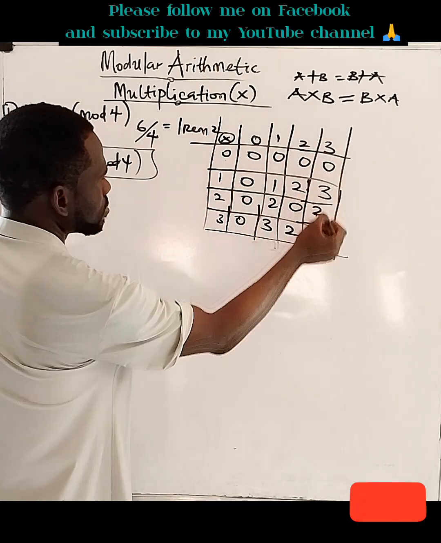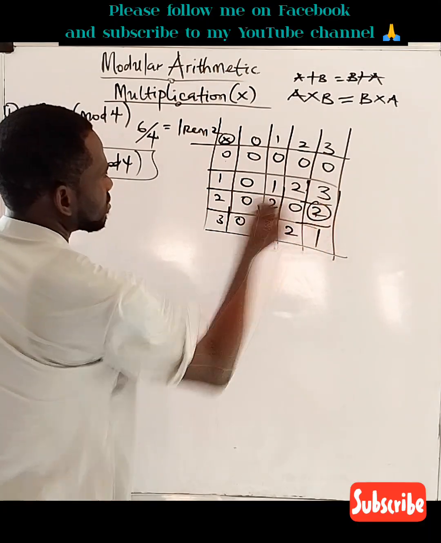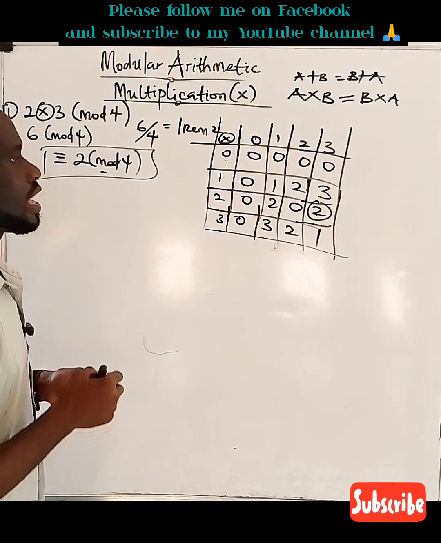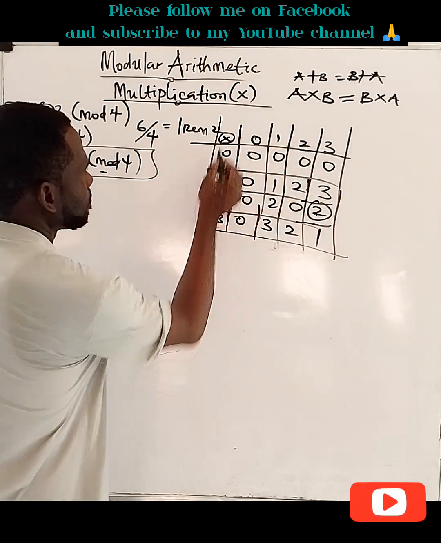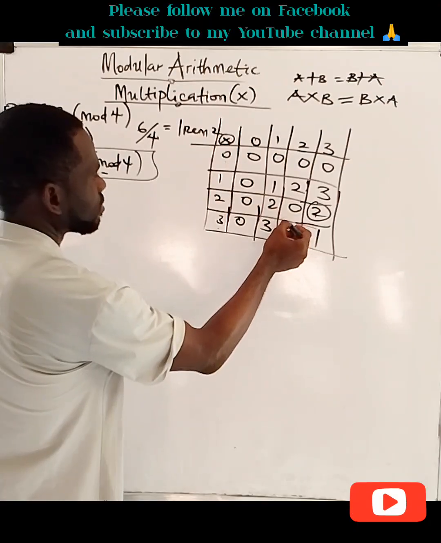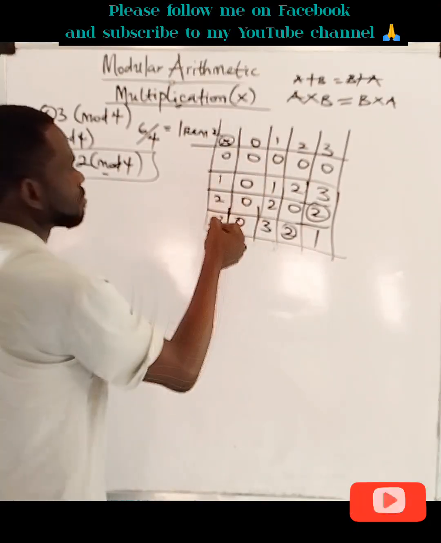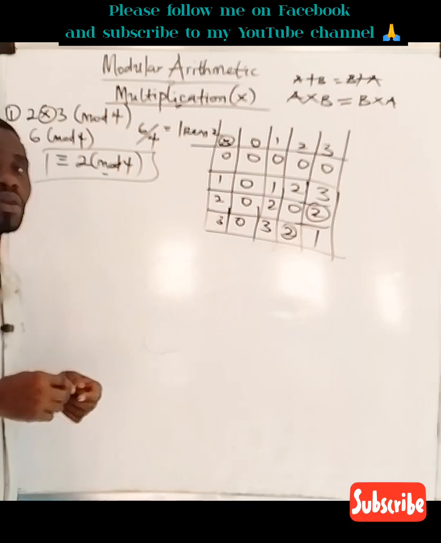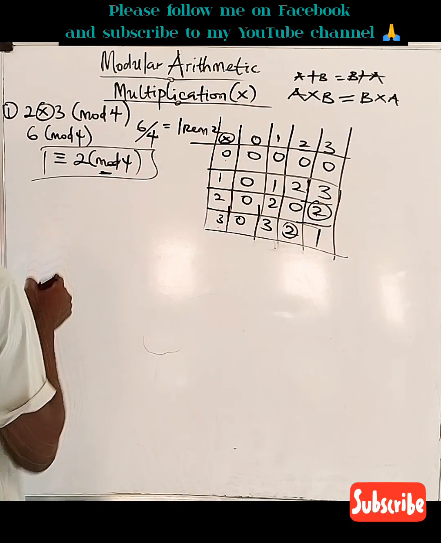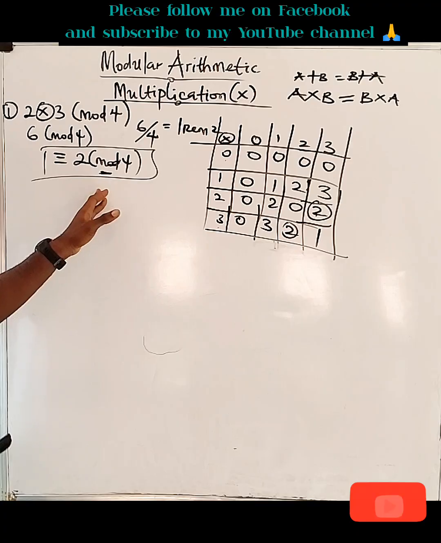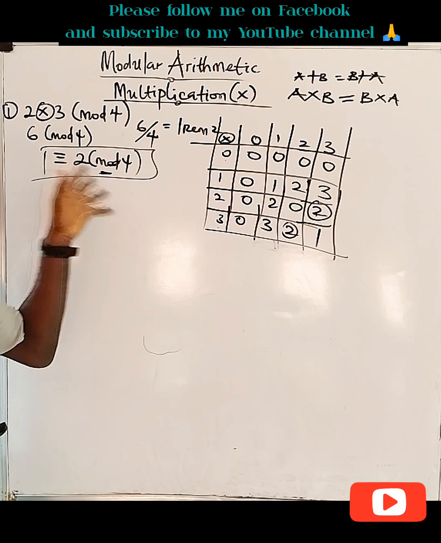2 times 3 will give us 2. And also, when we look at 3 times 2, that will also give us 2. So whichever way you go, you're going to get the same result. So don't forget, it's the same thing. You got the same result when you compare it with the direct approach.